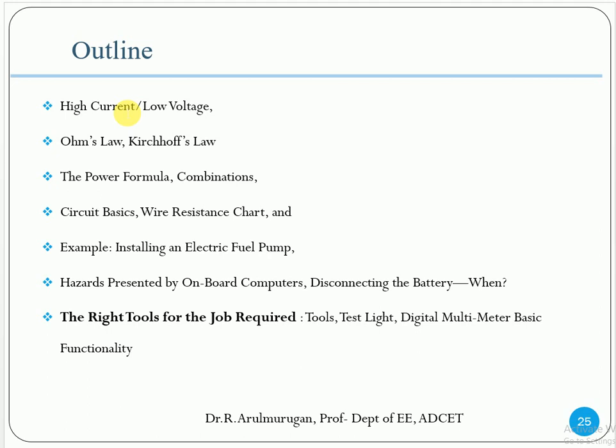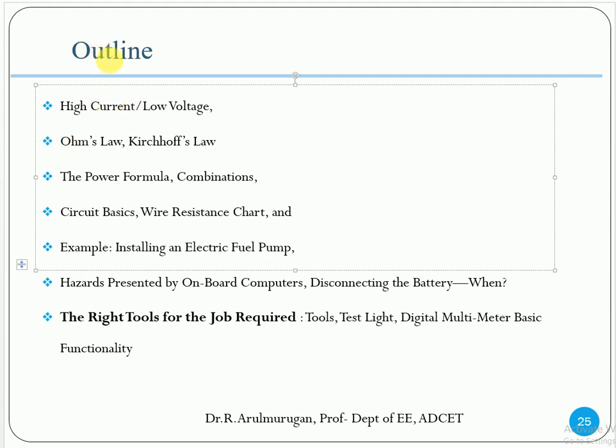See, when high current flows, what will happen? The appliance limits the current. For example, a light will draw 2 amps. If more amps flow, it will blow the fuse. So it should be limited. How to limit it? That's why the fuse plays the role. Otherwise the MCB, miniature circuit breaker, plays the role. It will trip automatically. So that is about high current.